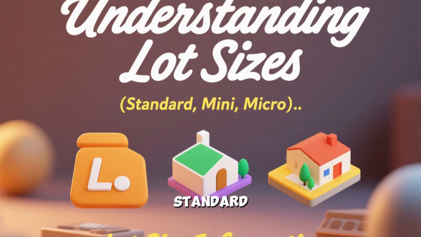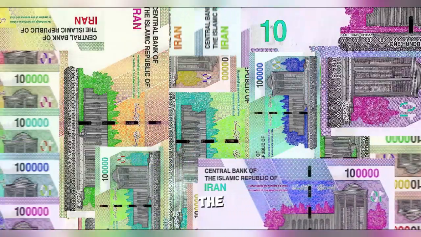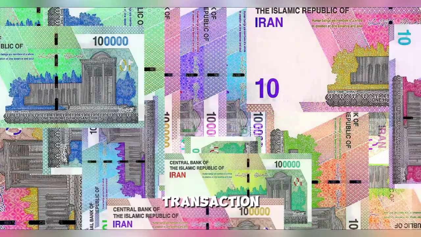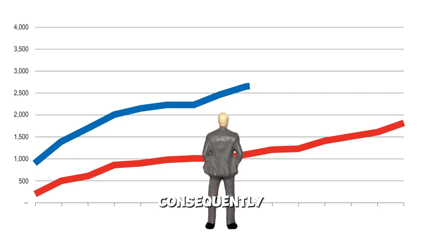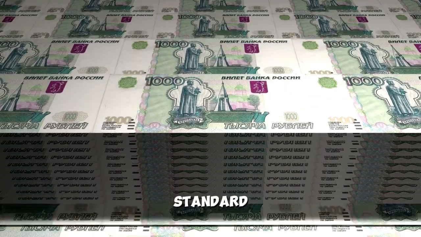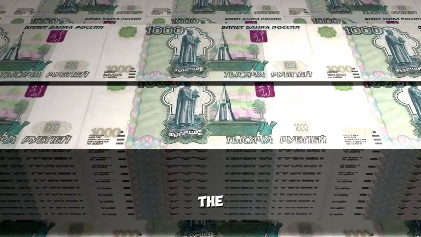Understanding lot sizes: standard, mini, micro. Lot size is the term used to define the volume or quantity of a currency you are buying or selling in a single transaction. It directly determines your level of market exposure and, consequently, the magnitude of your potential profit or loss. The standard unit is a standard lot, which equals 100,000 units of the base currency.